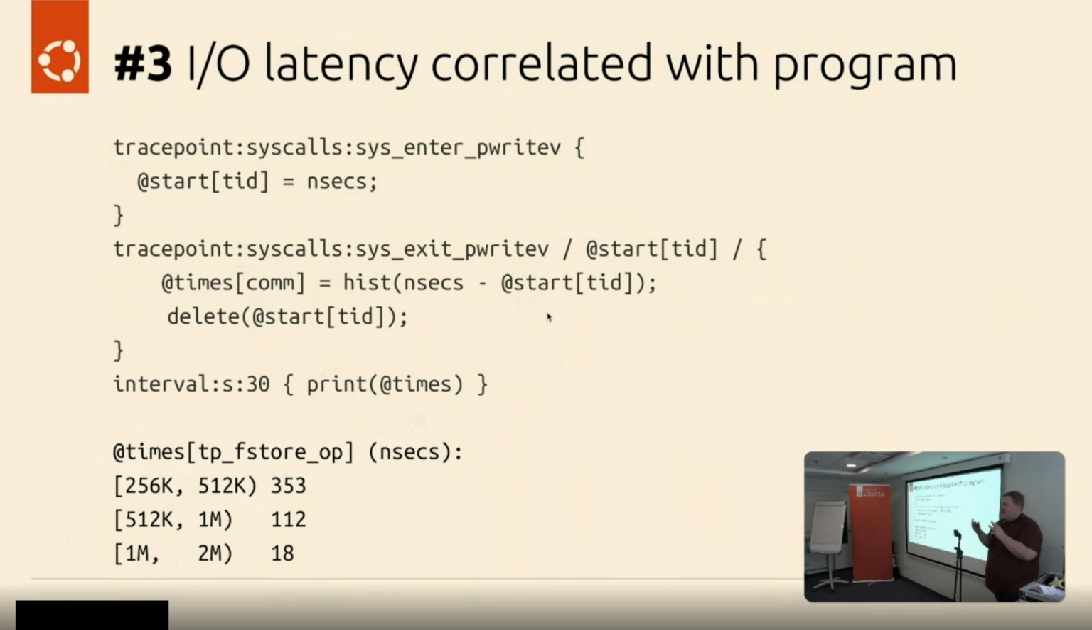I started with that latency script that showed me I had a slow request. I then had a script like this that showed me which thread was making it. And I was then able to dig in further into that particular thread of Ceph and understand why those requests were slow.